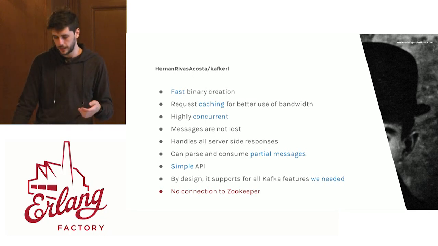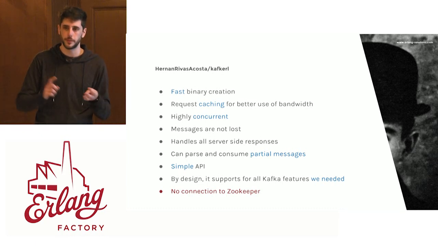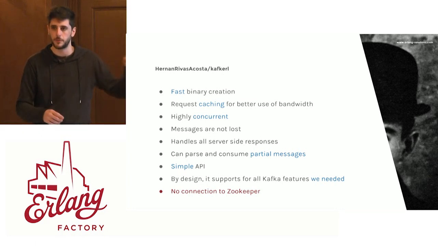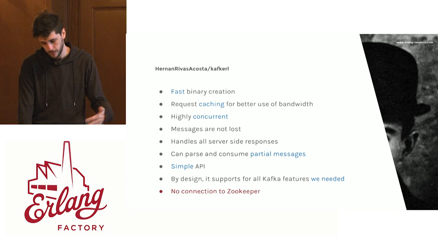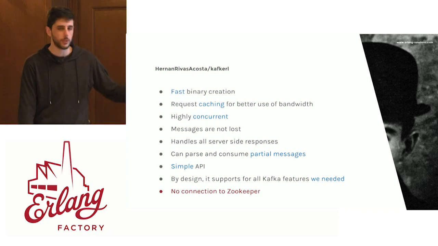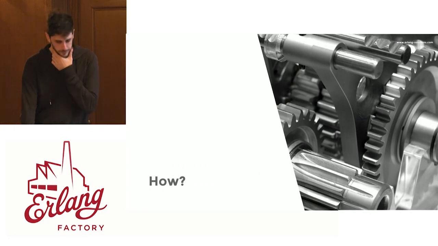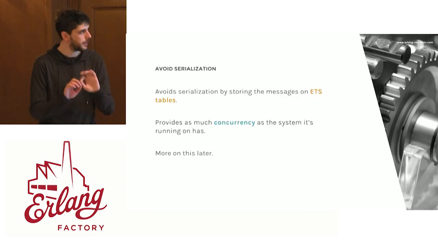What I mean by this is the concept of consumers, producers, and all that stuff. Those are the names I have for the API. That means that if you know Kafka, you probably already know how to use this library. And how exactly did I implement these things?